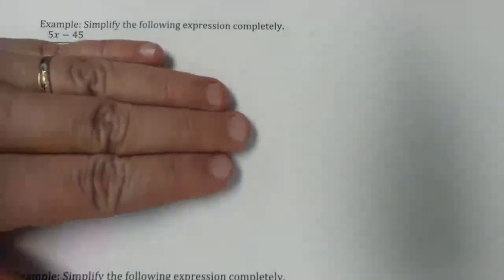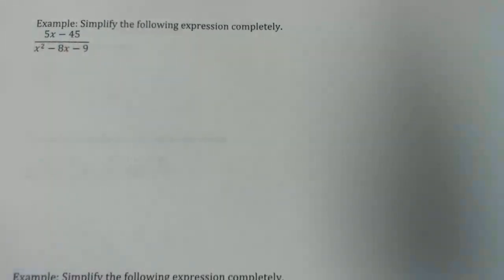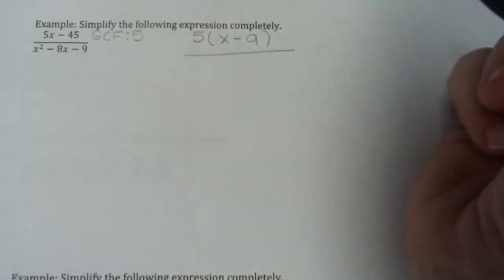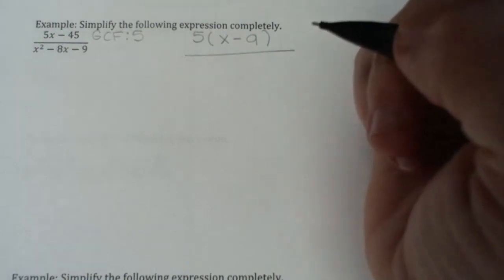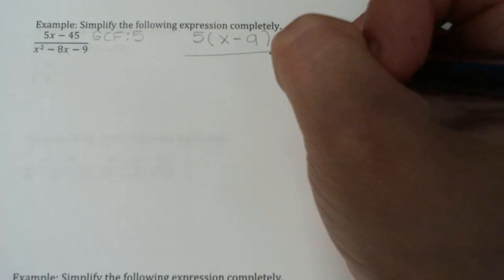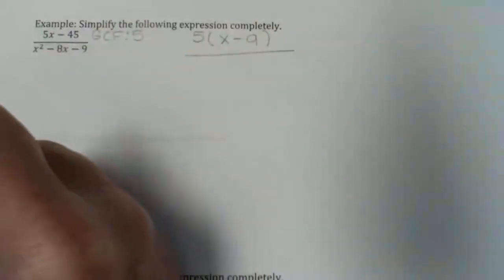So looking just at the top, looking at 5x minus 45, our GCF here would be 5. So factoring out that GCF of 5, we're left over with x minus 9. So 5 times x minus 9, you put it in factored form, all over x squared minus 8x minus 9. Let's factor that.